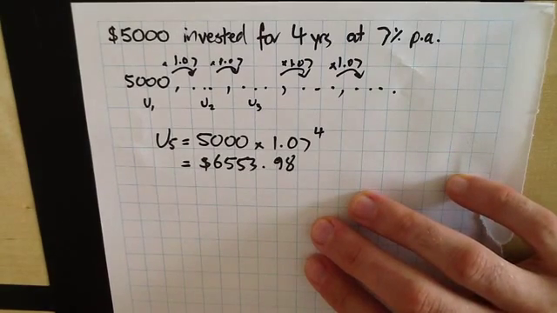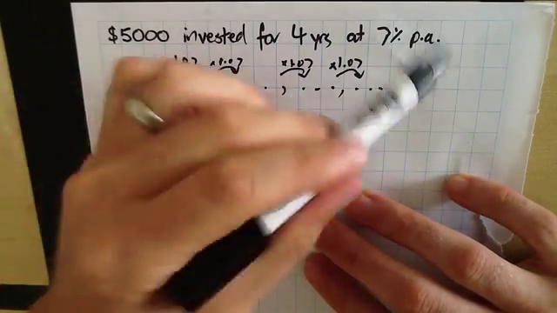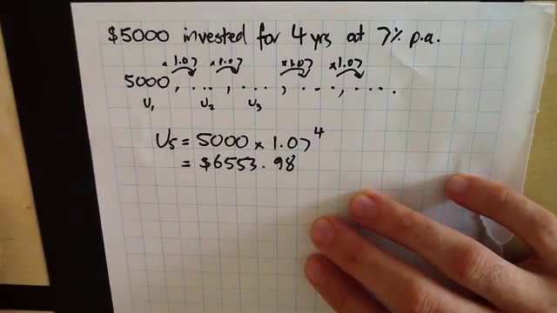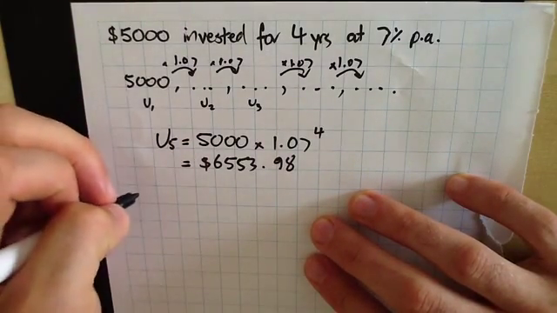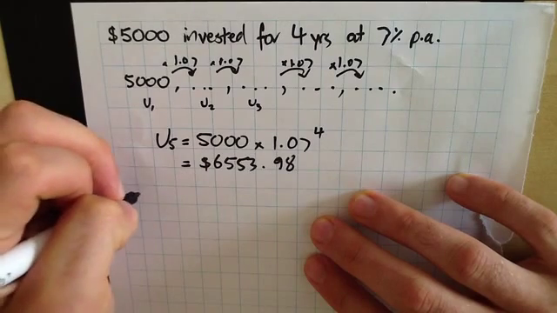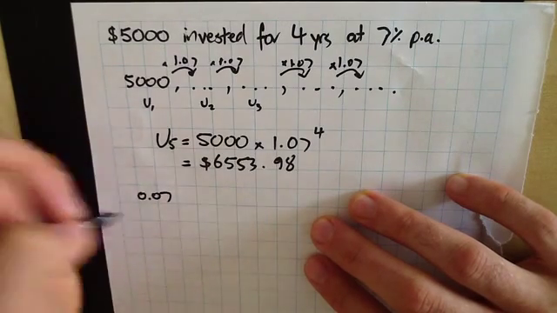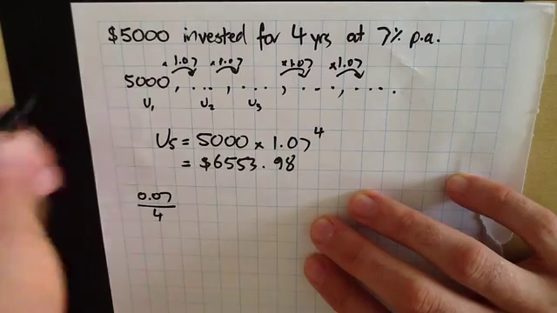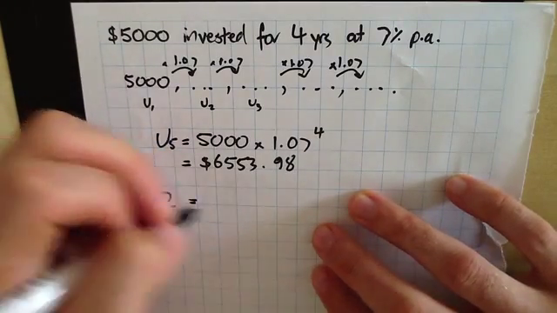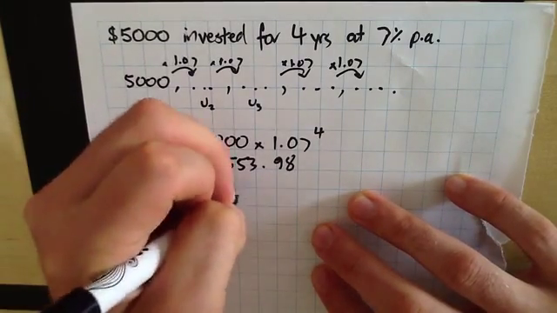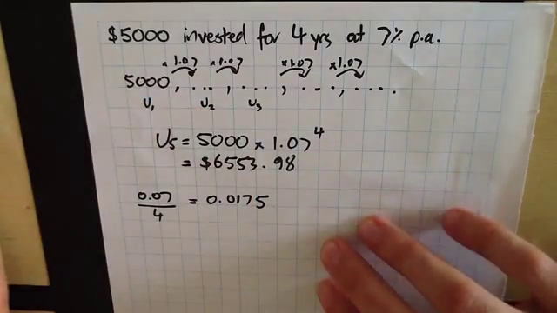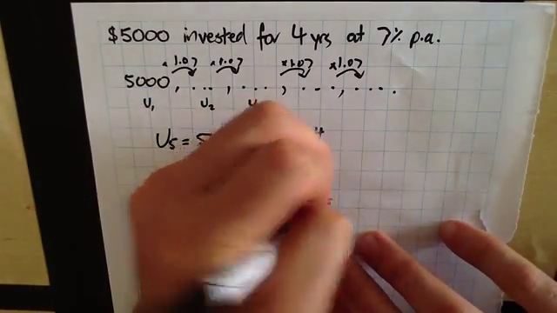Now, the only thing that can get a bit tricky with compound interest is if, say, the question says it's compounded quarterly. If I had the same scenario, but it was compounded quarterly, then I'd just go, okay, well, my 7% interest is compounded quarterly, so my 7% needs to be divided by 4. That gives me an answer of 0.0175.